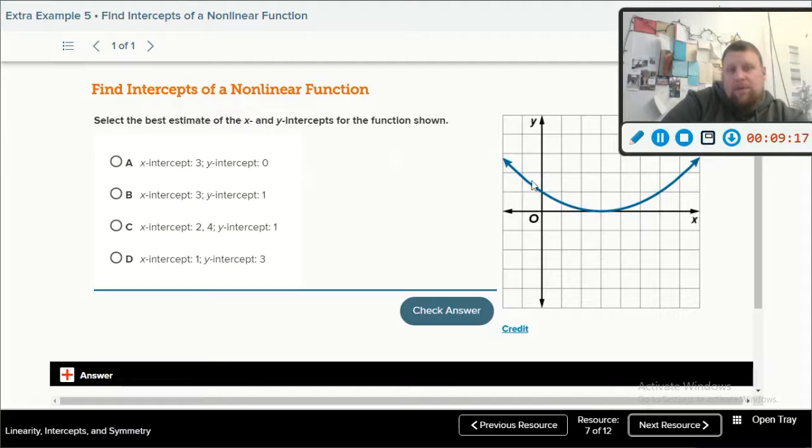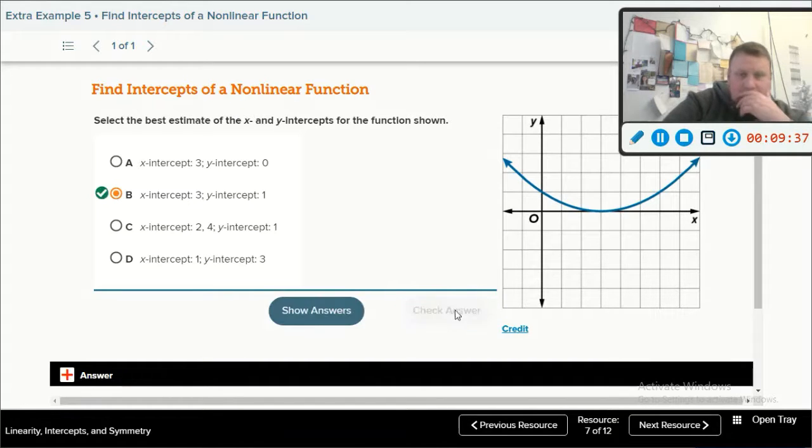And we can have them of nonlinear functions. So if I'm looking at this right here, where's my y-intercept? Well, it's right here at 1. So we're going to look for a y-intercept of 1. It's one of these two. And then let's look at the x-intercept. It seems to cross right here. See how it kind of goes down close, close, close, but right here at x equals 3. So 1, x equals 3, that's B.